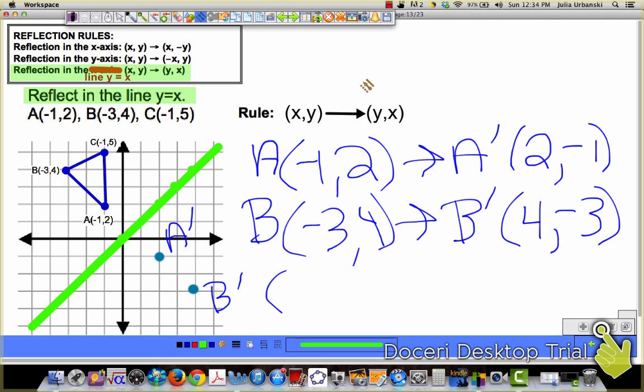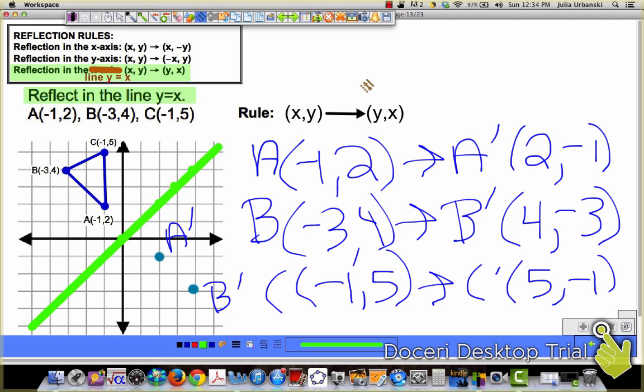And for C, it starts out at -1, 5 and it's going to turn into C prime. This just turns around, it's 5, -1. All the positives and negatives stay the same. So the C is right here at 1, 2, 3, 4, 5, -1. Right there. And I'm going to draw it here. This one's C prime, and my new image looks like this.